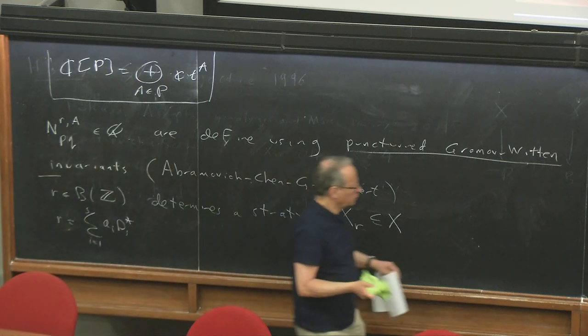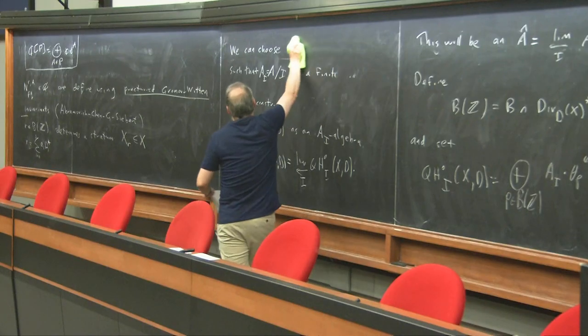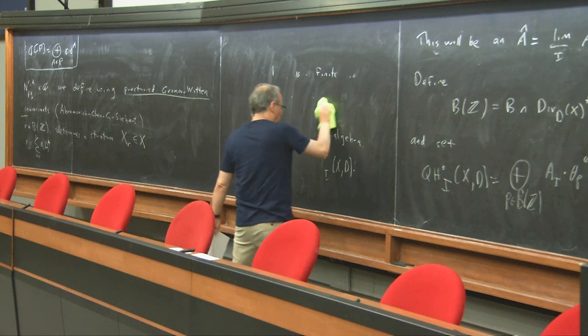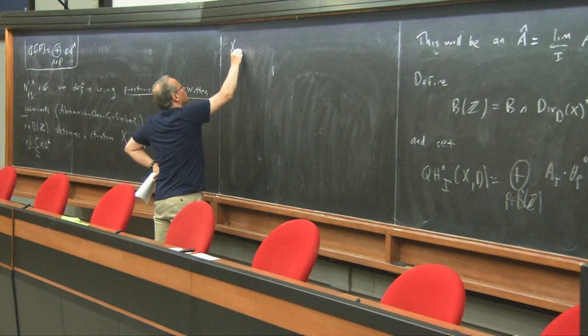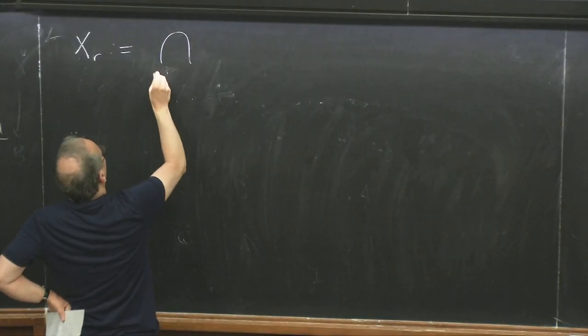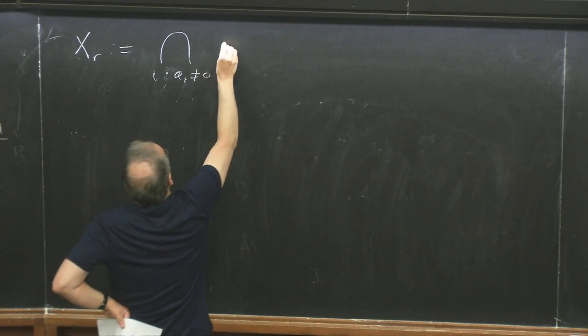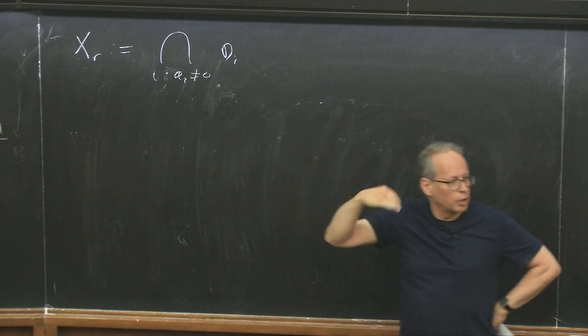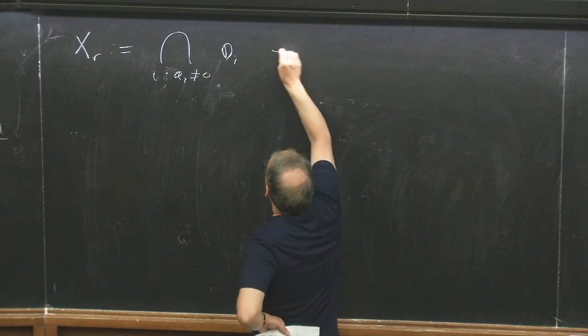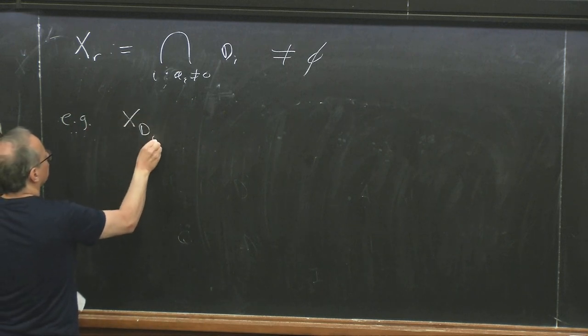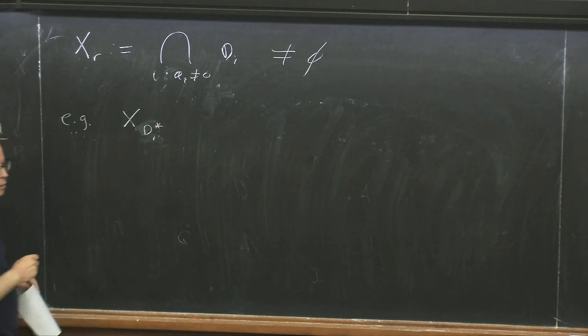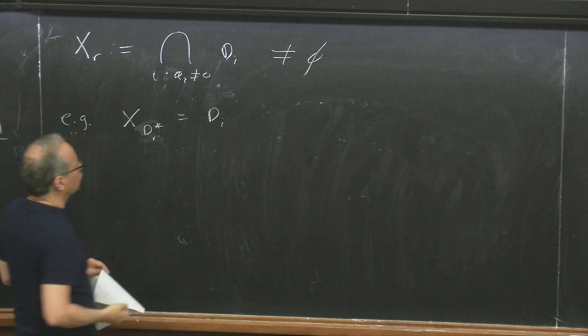I can define X_R as just the intersection over all i such that a_i is non-zero, necessarily positive then, of D_i's. Now, by the definition of B, of the cones in B, this is necessarily non-empty, because P consists of those cones corresponding to non-empty intersections of D_i's. OK, so we get a well-defined stratum. In simple examples, if I take the stratum corresponding to the point D_i star, that is just D_i. If there's only one non-zero coefficient, that's the coefficient of D_i.